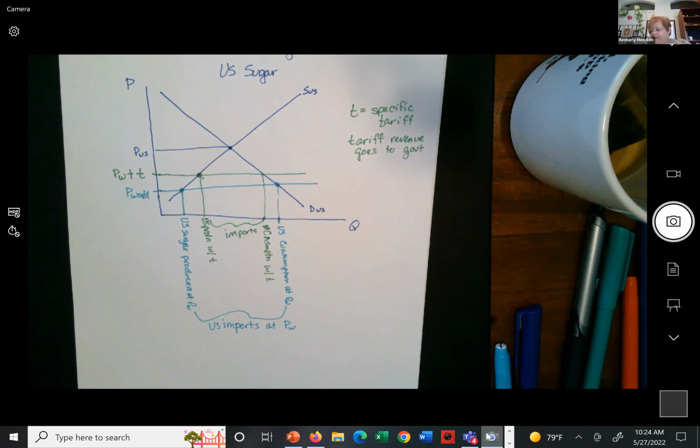So I want to keep this up here so you're still seeing that. There we go. Okay, so triangle D. Well, guess what that little triangle is? It is a deadweight loss of the tariff because US consumers used to get to buy this extra sugar. Somebody in the world used to get to sell the extra sugar, but now we're not buying it, they're not selling it, nobody gets it. So it's a deadweight loss.